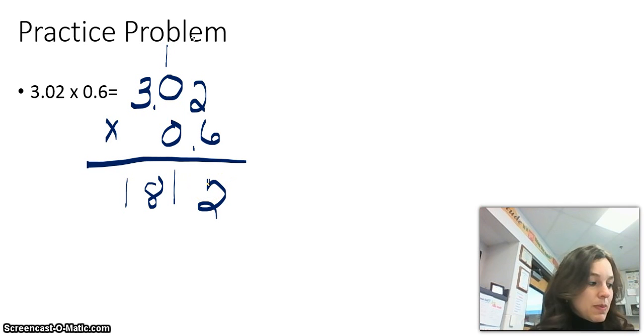And I can count how many spaces are behind the decimal in my question, which is 1, 2, 3. So that's how many are going to be behind the decimal in my answer, which is 1, 2, 3. And I put my decimal here. So my answer is 1 and 812 thousandths.